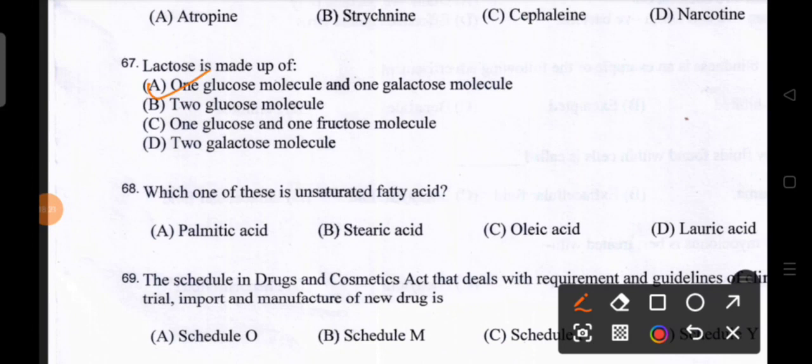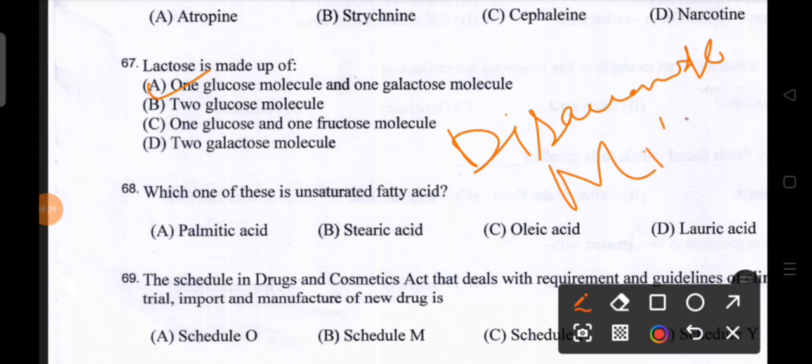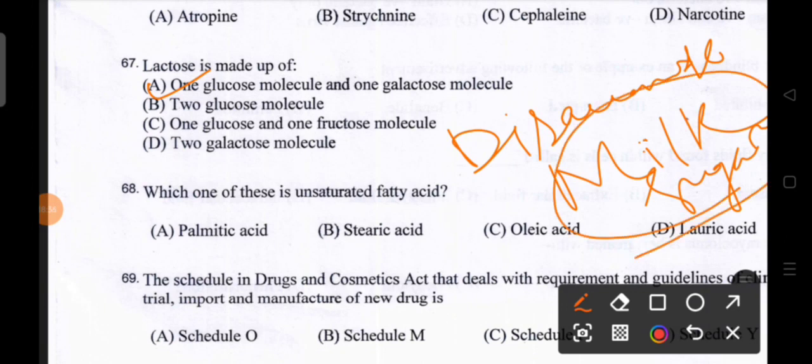Lactose is normally a disaccharide, also commonly known as milk sugar. This is also an important factor. Milk sugar is known as lactose.